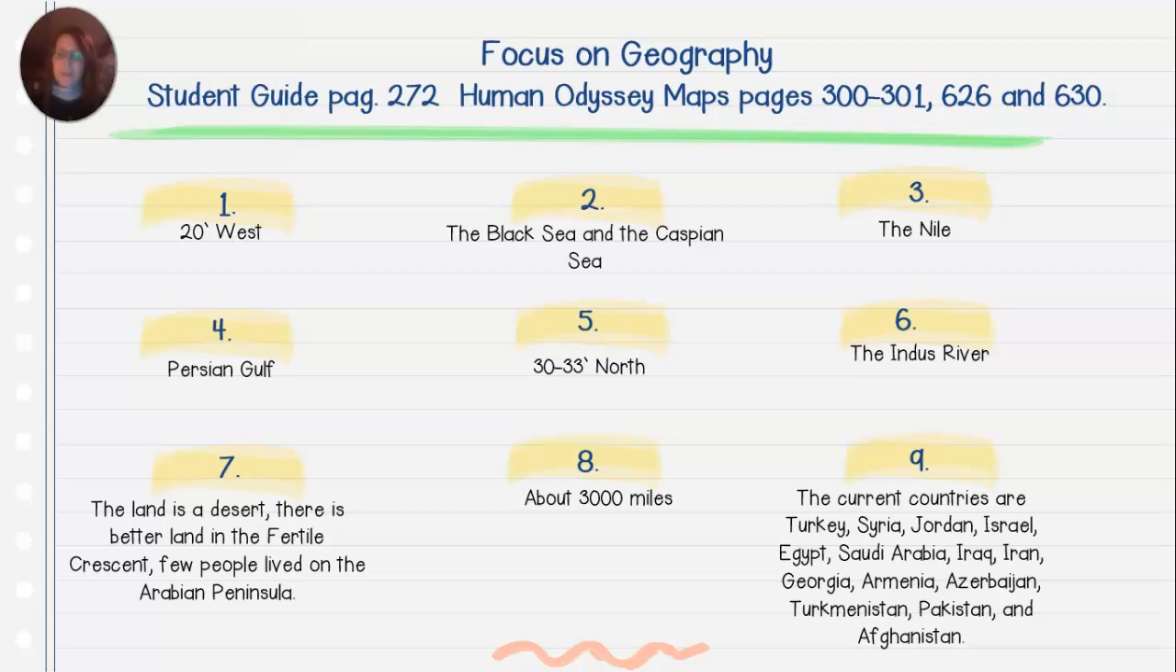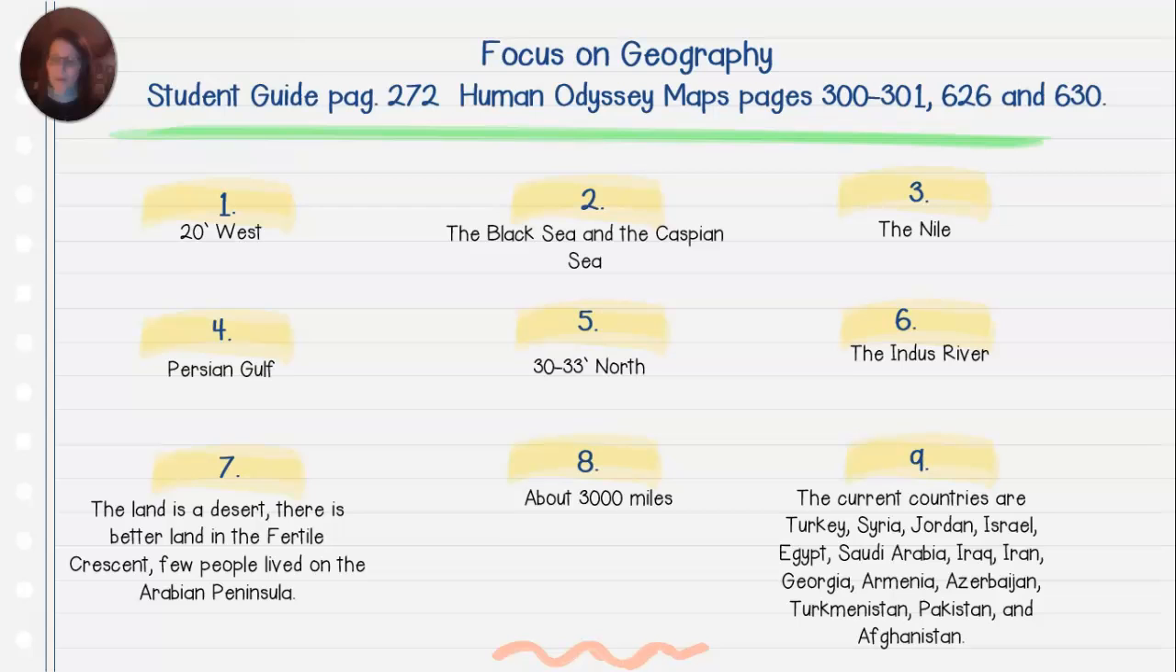Question number 7, consider what you know about the physical geography of the region shown on the map. You have studied the geography of Egypt and Mesopotamia. What explanation can you give for the fact that Cyrus or Darius did not claim the land between the Red Sea and the Persian Gulf? So the land there is desert. Remember that when we studied Mesopotamia and ancient Egypt? There's better land in the Fertile Crescent. Remember that great growing area? And few people lived on the Arabian Peninsula.